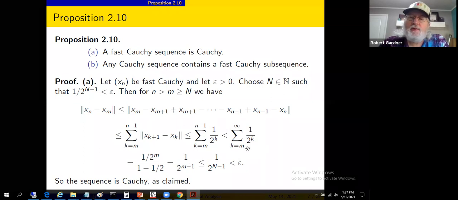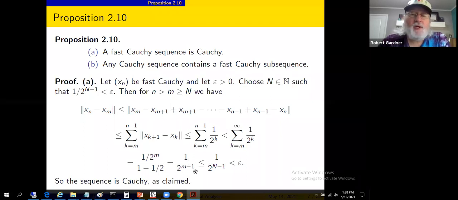So geometric series, first term is 1 over 2 to the m. The ratio is 1/2. So there's the sum of that series. Simplifies to 1 over 2 to the m minus 1. m was greater than or equal to capital N. So m minus 1 is greater than or equal to capital N minus 1. We've gone to the denominator and made these exponents. So this inequality justifies this inequality.